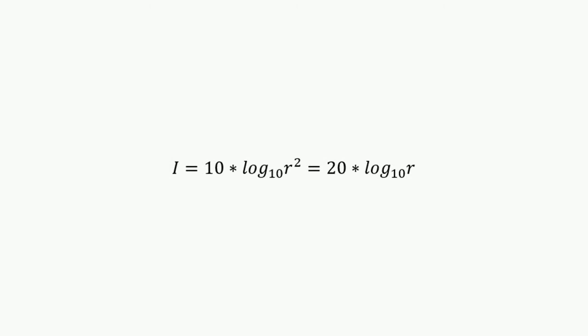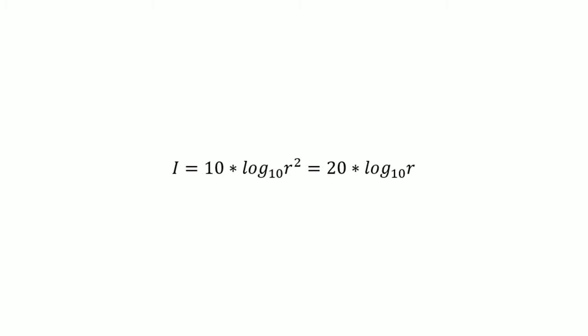The choice of a logarithmic scale also has a physiological reason. The ear itself has logarithmic sensitivity. The equation linking the sound wave amplitude ratio R with the pressure ratio I in dB is defined as I equals 10 times the logarithm in base 10 of R squared, which in turn is equal to 20 times the logarithm in base 10 of R.